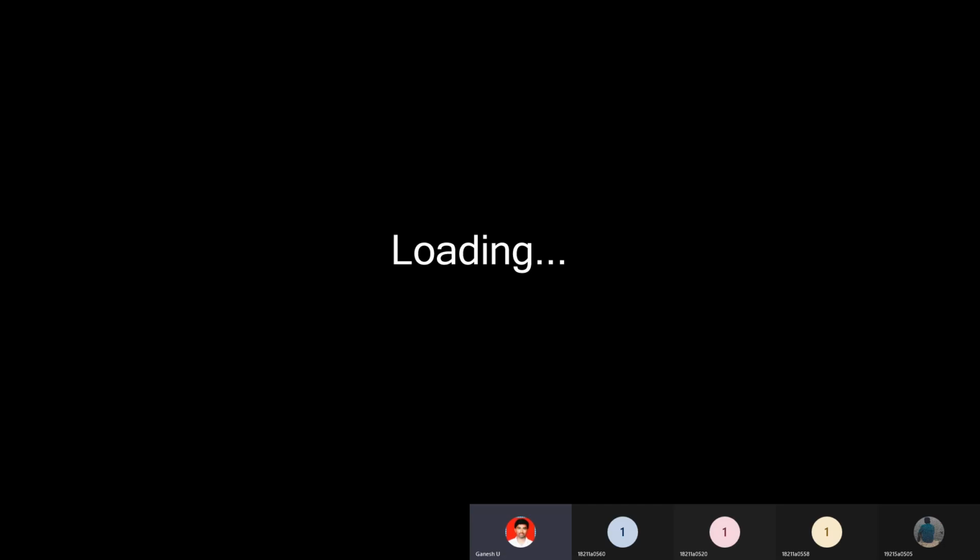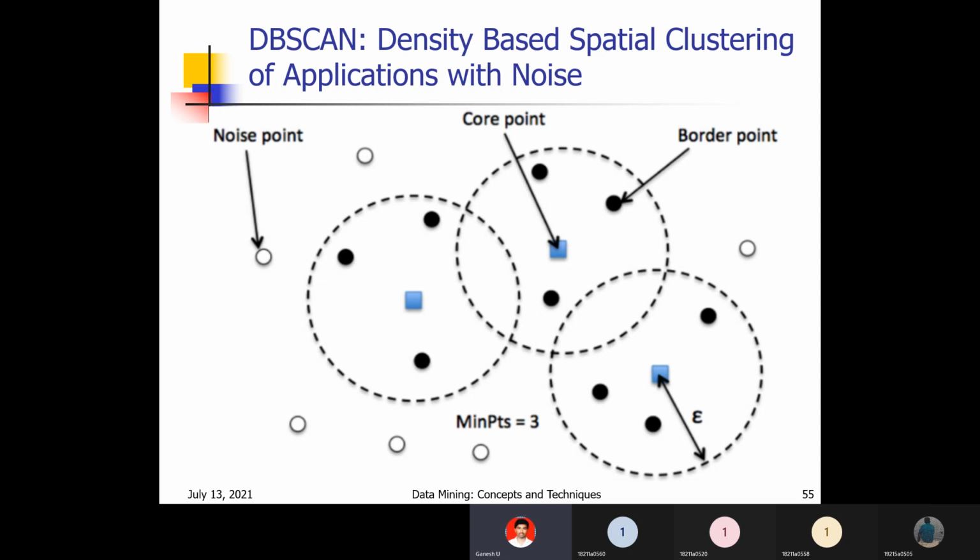Methods. One basic algorithm is the DBSCAN algorithm. DBSCAN is the abbreviation for Density Based Spatial Clustering of Applications with Noise. The name itself indicates we are doing clustering based on density. So it is density based, number of points together. It depends on the density, the number of points together. That is nothing but the density.